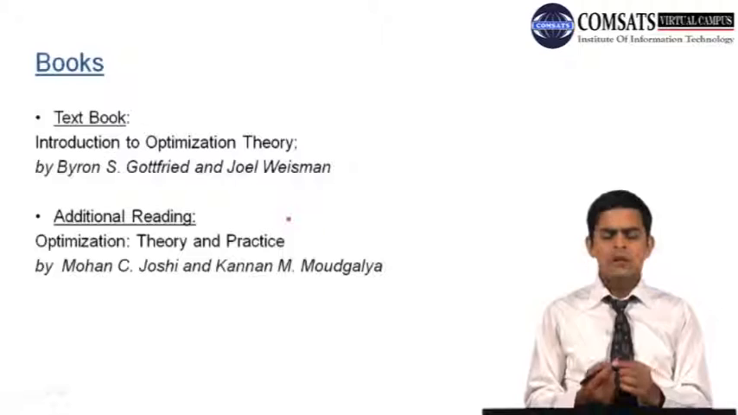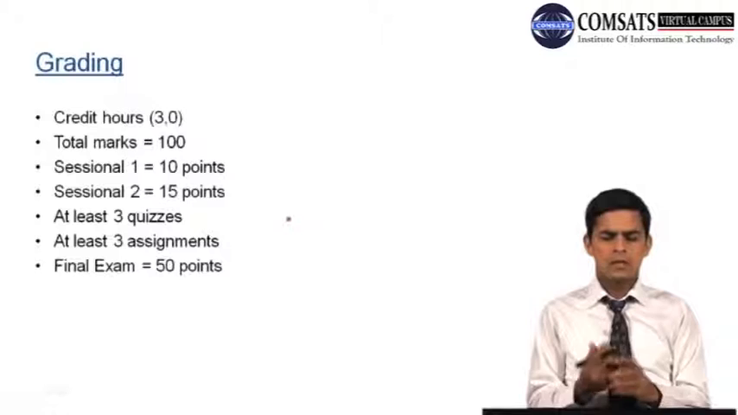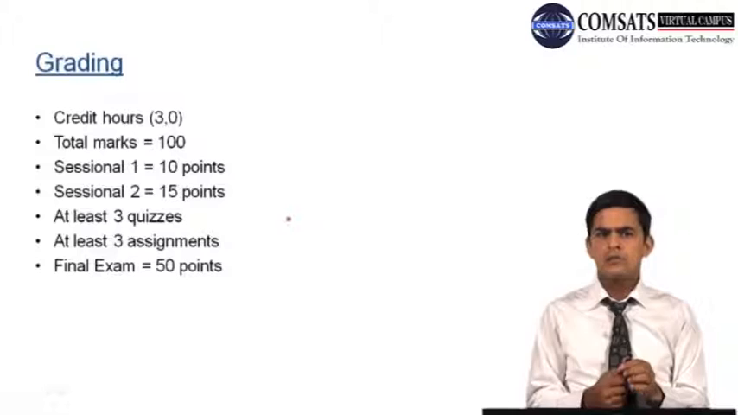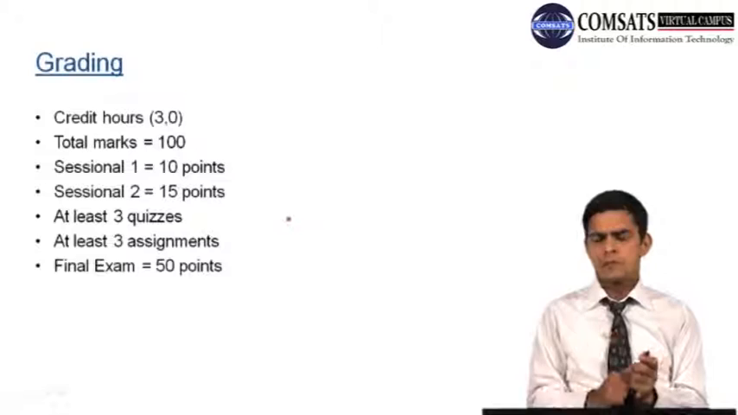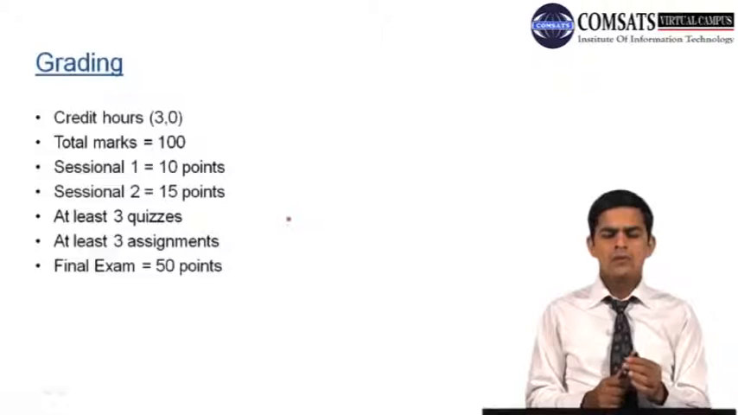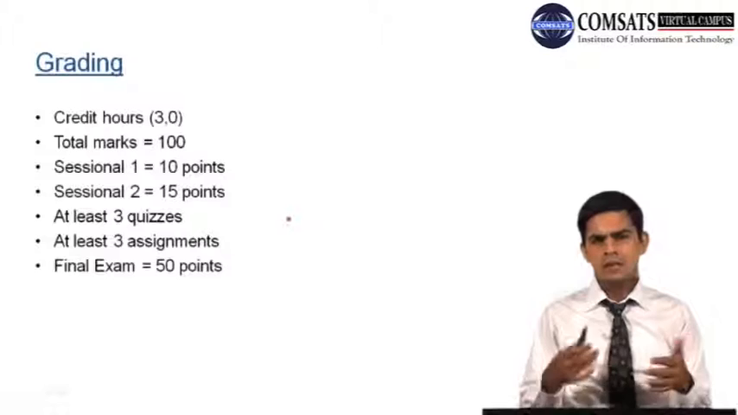Right, so you have probably done many courses before starting the course of optimization. So you are familiar with how the marking and grading system works at ComSets Virtual Campus. So there will be 3 credit hours for this course. 3 credit hours means 3 teaching hours per week. So you will have basically 2 classes per week. Total marks are 100 for this subject, and they are divided into certain parts and certain areas.